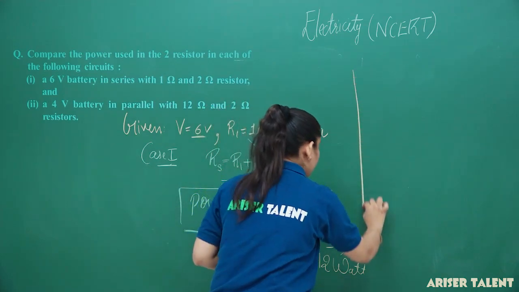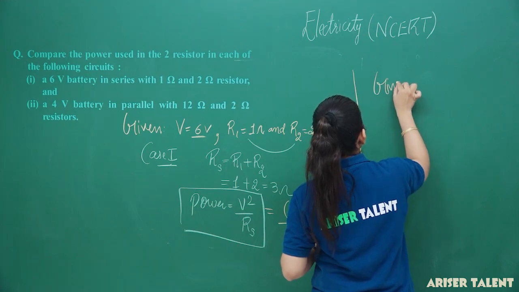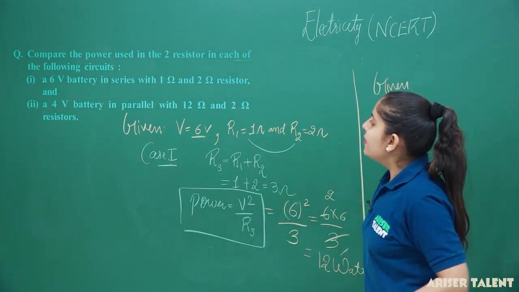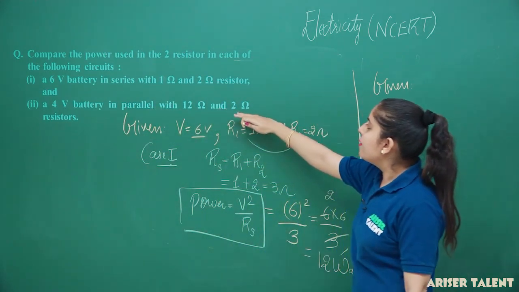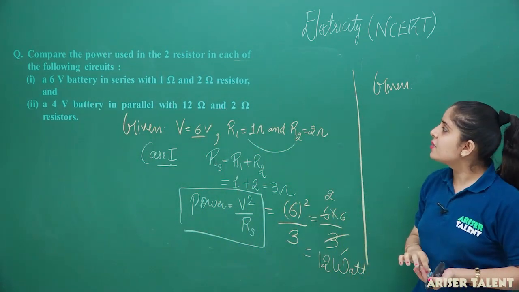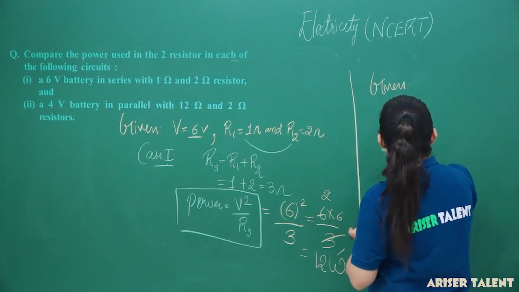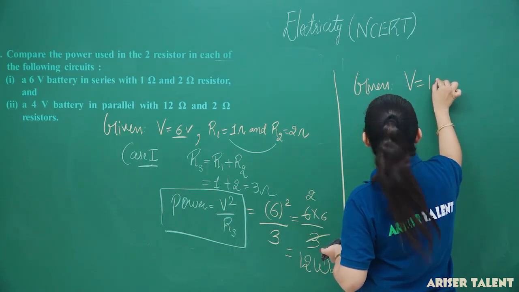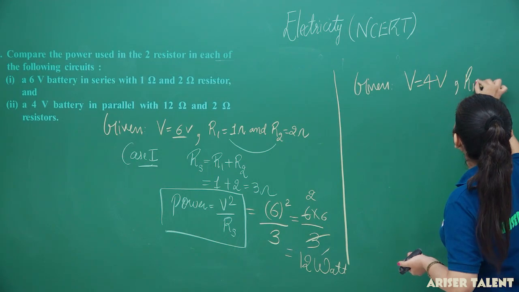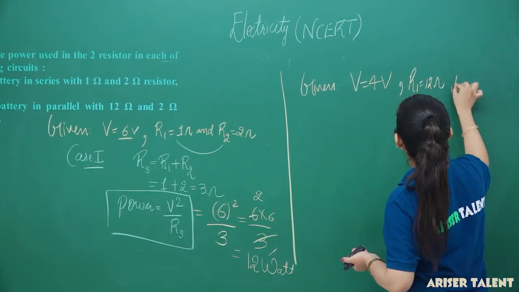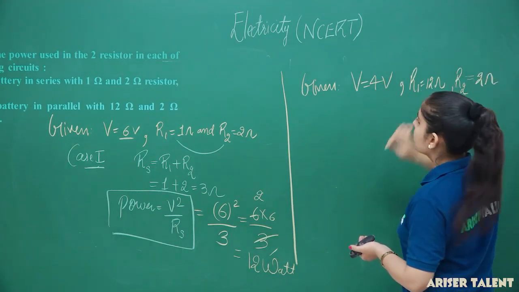Now let's discuss the given conditions of case 2. Let us read the question first. A 4-volt battery is connected in parallel with 12 and 2 ohm resistors here. So the battery is of 4 volt, so I can write here V value will be 4 volt. The resistance R1 is 12 ohm and the value of resistance R2 is 2 ohm.